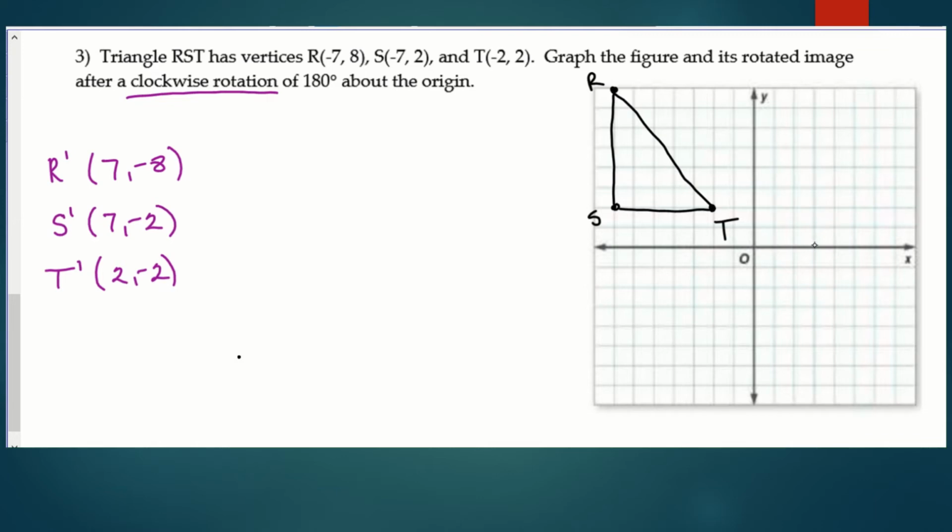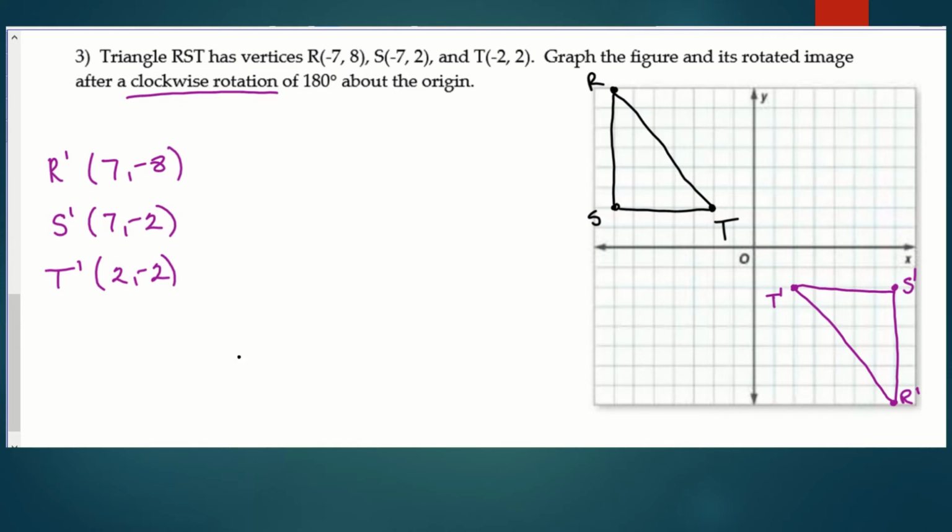So 1, 2, 3, 4, 5, 6, 7. 1, 2, 3, 4, 5, 6, 7, 8. Here's R prime. 7, negative 2. Here is S prime. And 2, negative 2. Here is T prime. All right, connecting the dots. Oh goodness, I hope your graphs look much better than mine. There we go. All right, and we did it. We rotated our original figure, or our pre-image, 180 degrees clockwise about the origin.